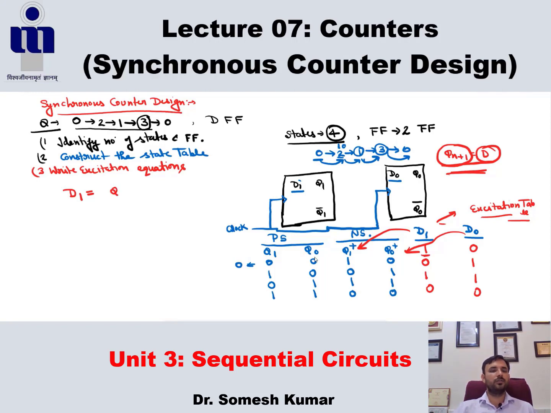So first position is Q1 bar and Q0 bar. Next position is basically Q1 bar and the Q0. We can take Q1 bar common from here, Q1 bar, and inside it becomes Q0 plus Q0 bar, equal to 1. So D1 is equal to Q1 bar. From this excitation table, it is also clear that D1 is equal to Q1 bar.